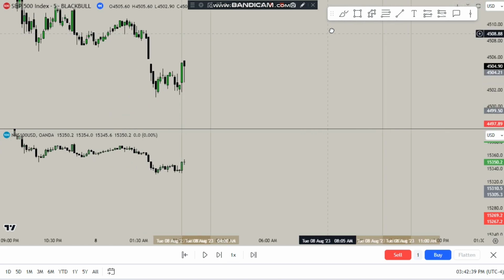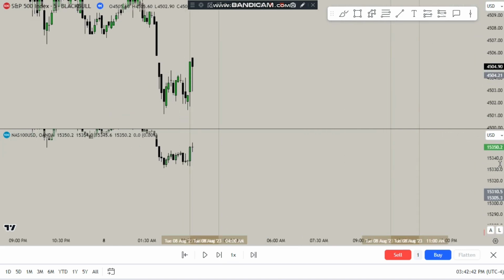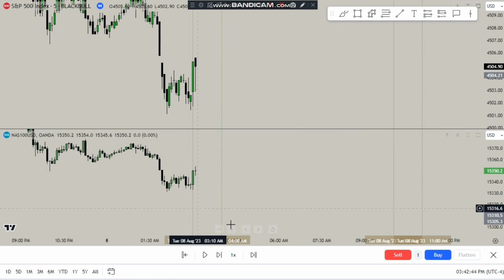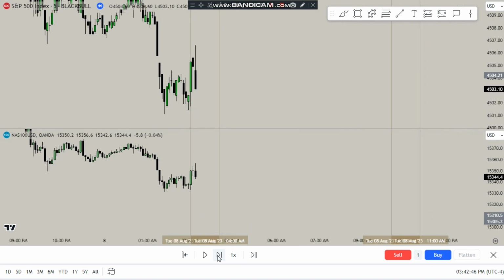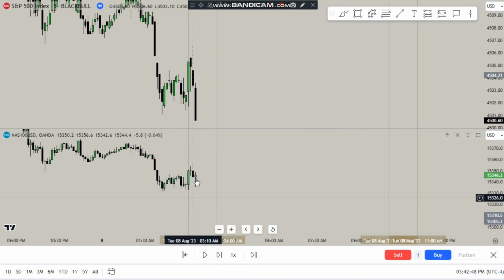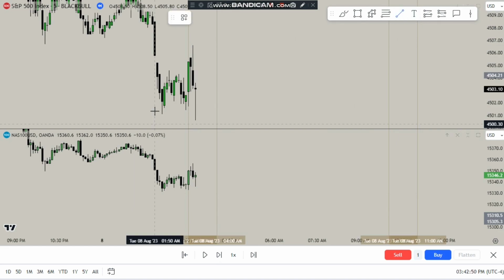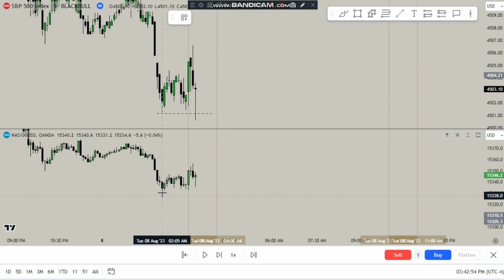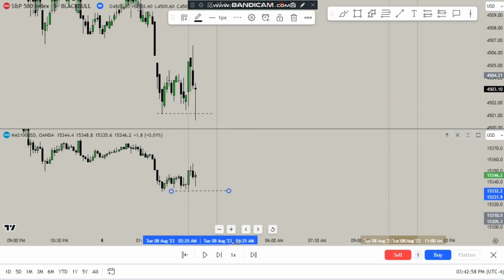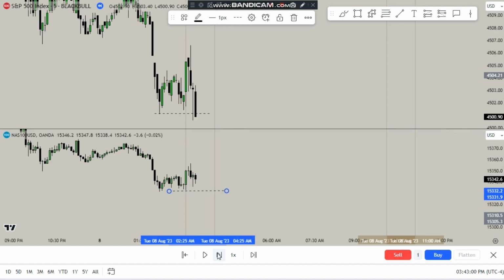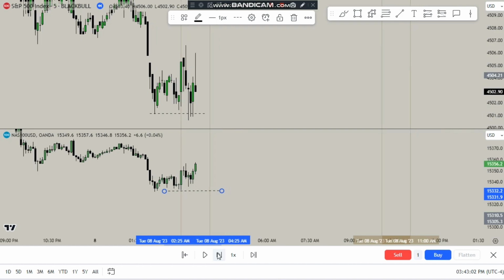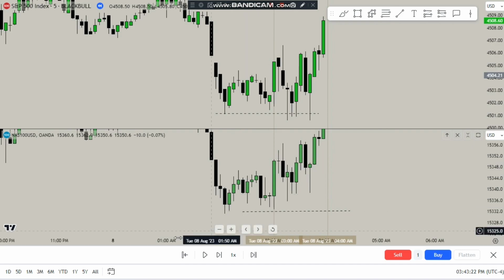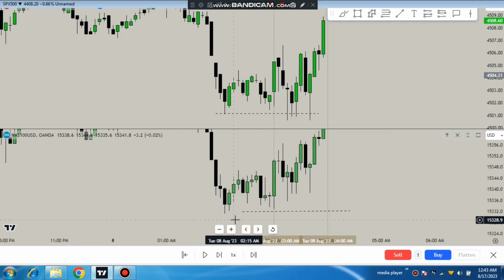Now what happened here? So there is still no divergence, and now this swept this low, and this low hasn't been swept. So this is a bullish divergence. Let's see if we have got any fair value gap to the upside. There were no fair value gaps on the 5-minute.